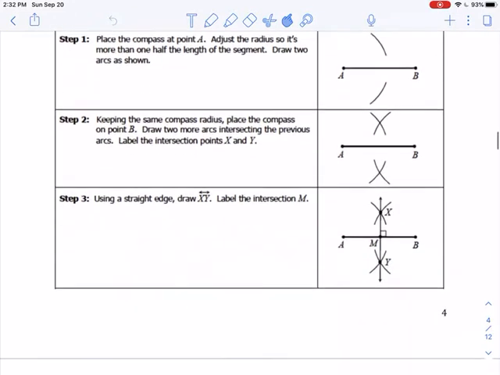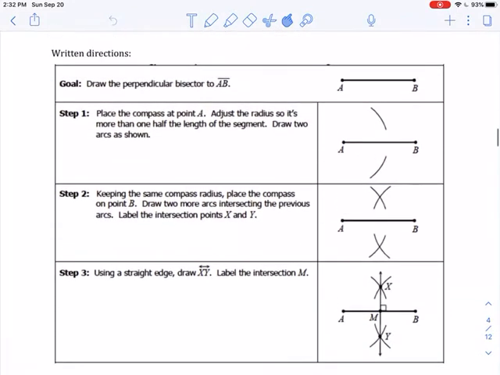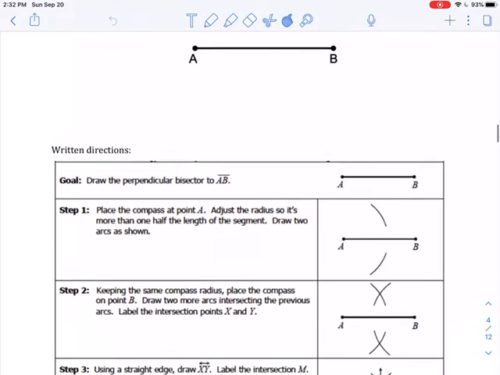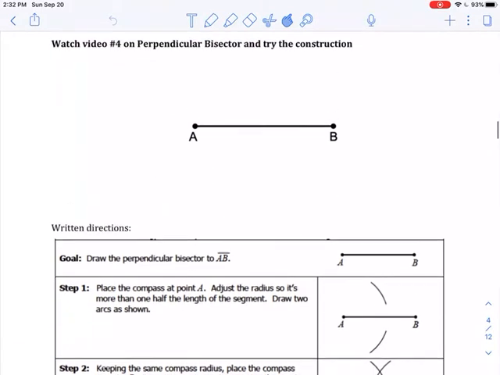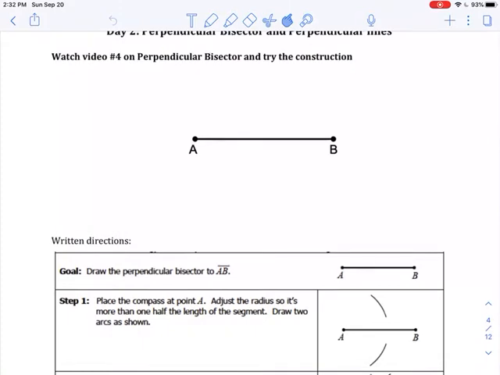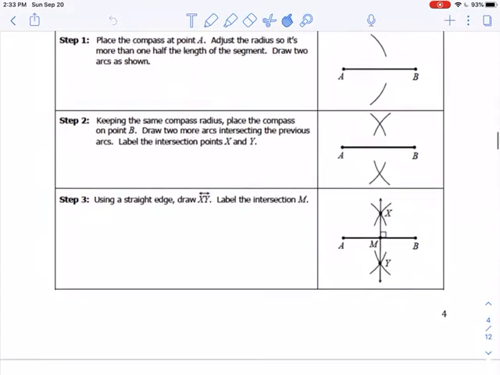So the instructions for how to do this are down below, but you're just going to watch the video, but I wanted you to have these written instructions as well. So if you have this note packet, great. If you don't, you can just copy down line segment AB into your notebook and you can practice along with the video, and we will practice again tomorrow.